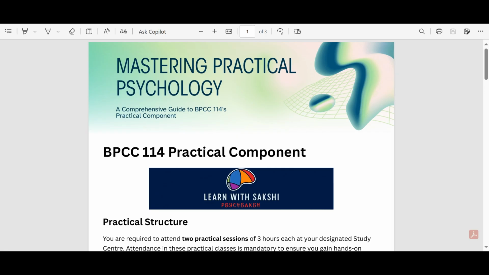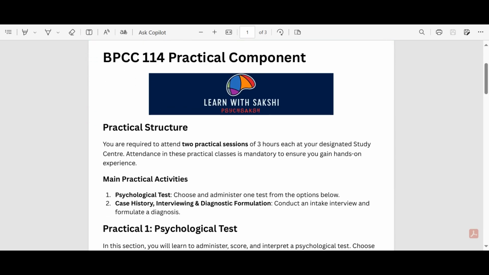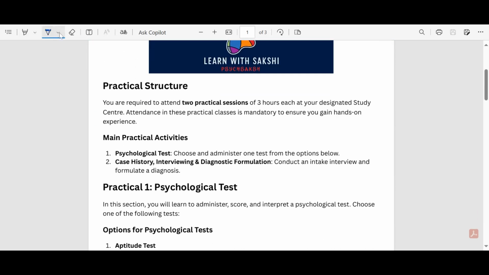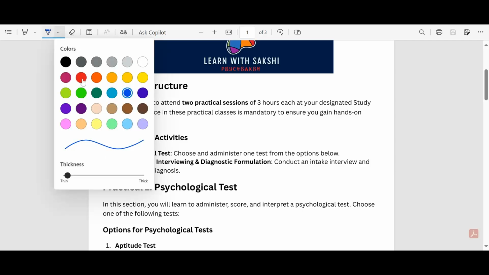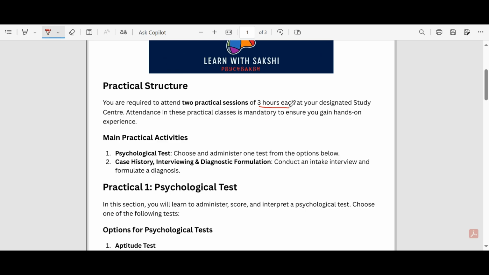So let's start. For this practical component, you must have attended 3 hours of practical sessions each, right? Attendance is compulsory, and it even has your marks in the internal assessment as well.